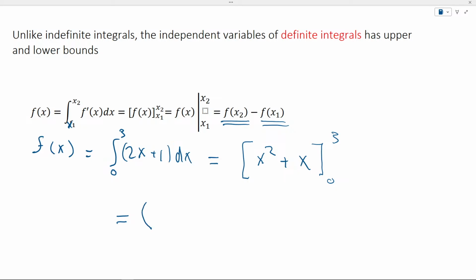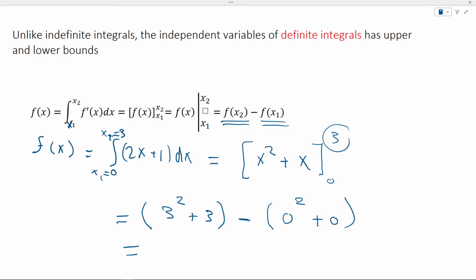So just put it here between brackets: 3 to the power 2 plus 3. That's my f of x2. Here this is x2 and this is x1. Minus f of x1. So that would be 0 to the power 2 plus 0. So if you did this, you got 9 plus 3, you got 12. Yeah, so that is how you do this.